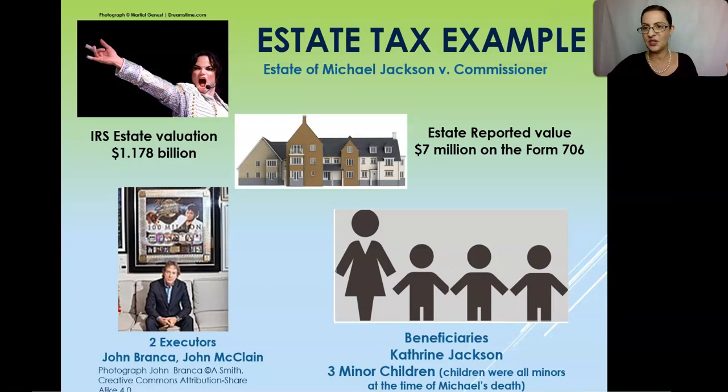So the court said, you know, Michael Jackson wrote a will. He had his wishes in the will, and he named John Branca and John McClain as his executors. So the family was not able to take over. The beneficiaries of Michael Jackson's estate are his family. It's his mother and his 3 children. But he didn't want his family members to be involved in the decision making of his estate. And so this is how it went. So the 2 executors were John Branca and John McClain, and the beneficiaries of his estate were Catherine Jackson and his 3 minor children.